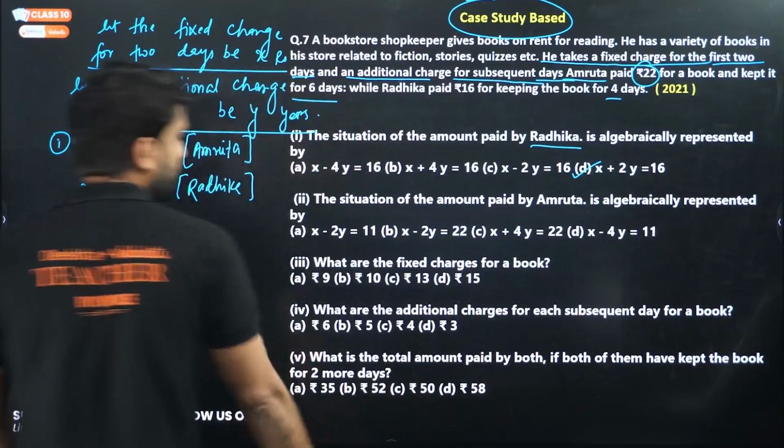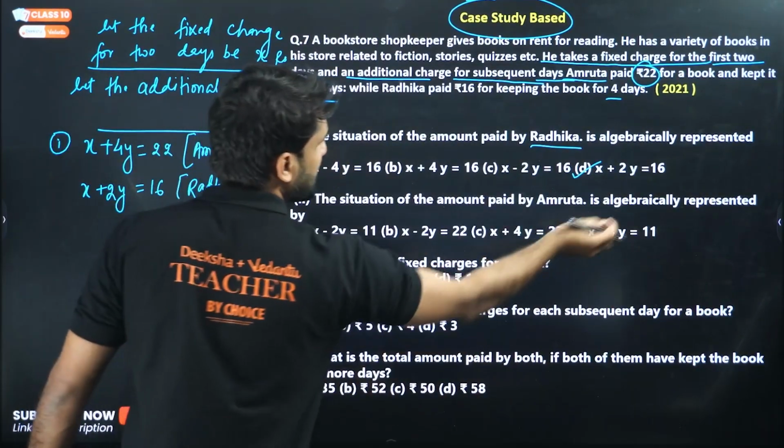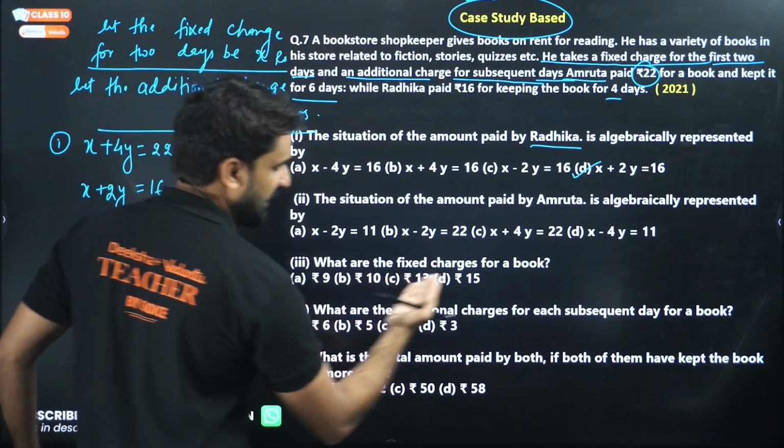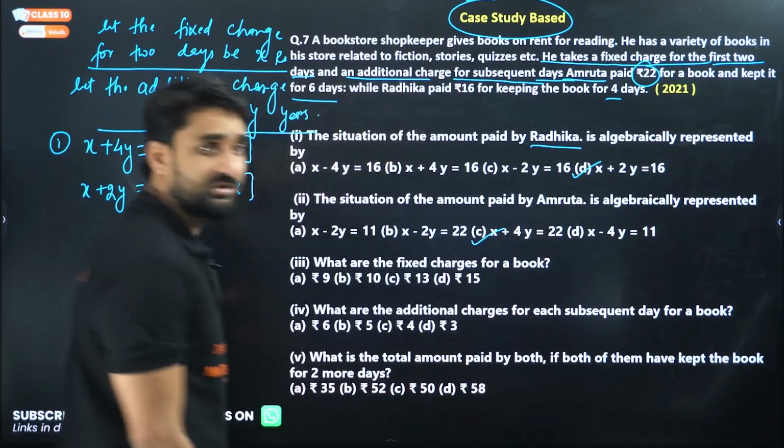Second is the situation of the amount paid by Amrita, algebraically. So we have already made it, x plus 4y. Kindly check, yes, we have this option. Option number 3 is correct.